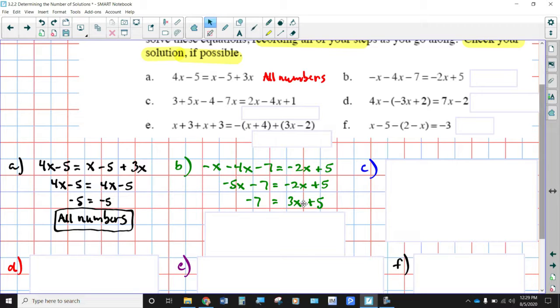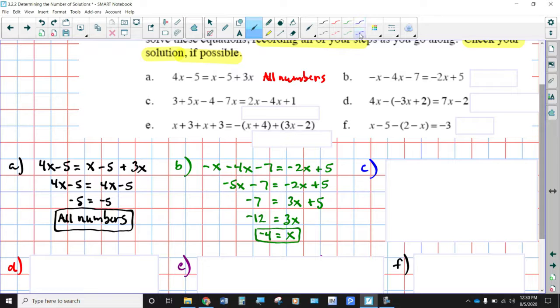Now that my 3 x's are here, I'm going to have to take away 5 from each side, which means I would add a negative 5 to the negative 7, and you end up with 3 x's is equal to negative 12, so x equals negative 4. So if that is our solution, we should be able to plug those numbers in here, and the left side will equal the right side.